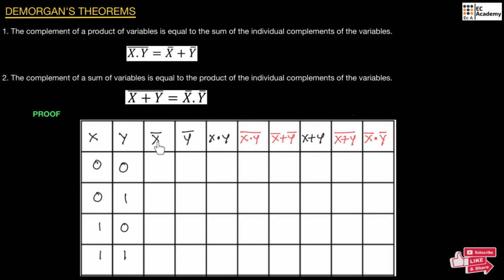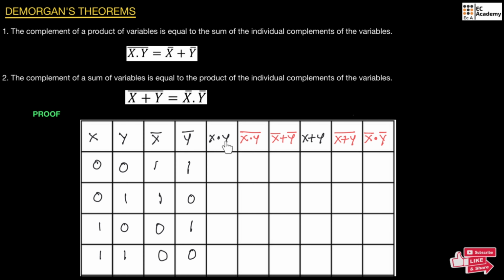Now first let us write x bar, which is the complement of x. So x is having the values 0, 0, 1, 1. The complement of x will be 1, 1, 0, 0. Now let us find y bar, which is the complement of y. So y is having the values 0, 1, 0, 1. The complement of y will be 1, 0, 1, 0.